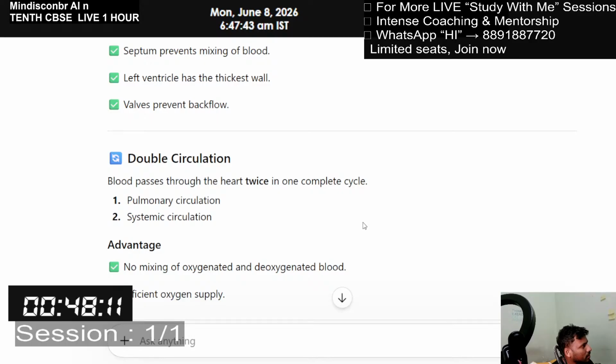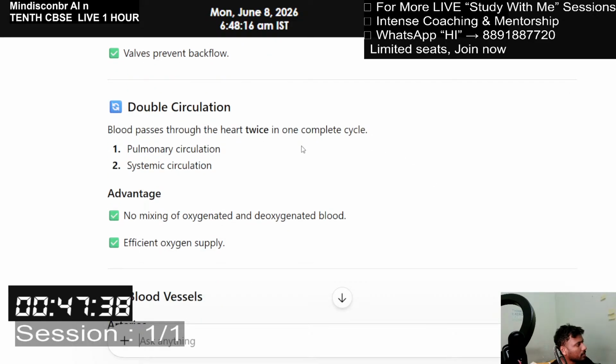Why does the left ventricle have the thickest wall? Because from the left ventricle the oxygenated blood goes to all parts of the body, to my head, my hands, my legs, etc. So blood has to travel a long distance. So the left ventricle should contract at high pressure. So for handling that pressure, the left ventricle has the thickest wall.